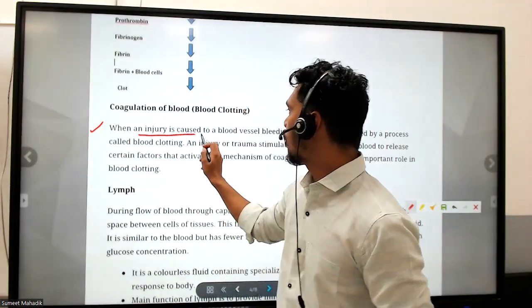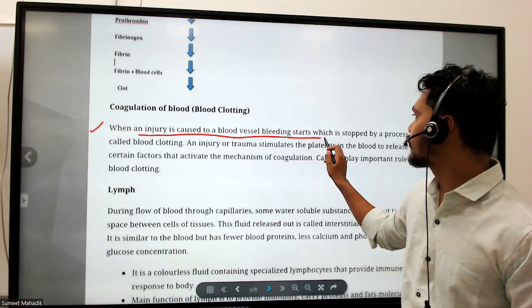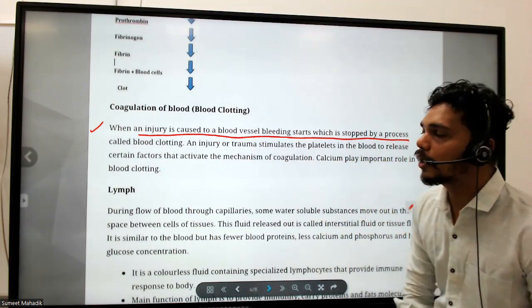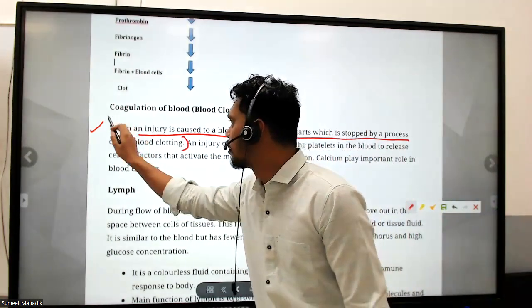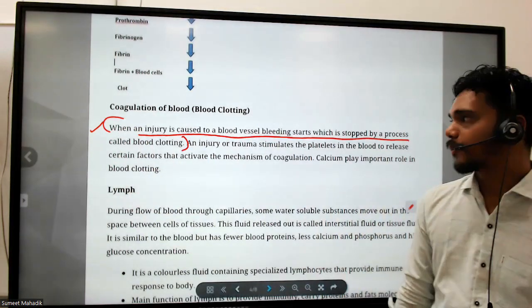When an injury is caused to a blood vessel, bleeding starts, which is stopped by a process called blood clotting. This is the definition. You should write it, I mean, like in examination, they ask.